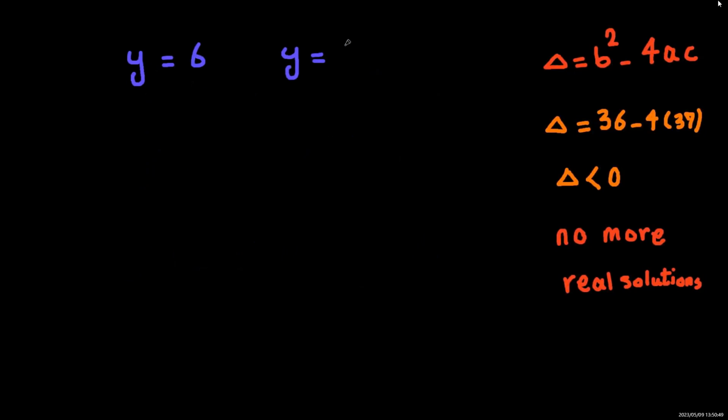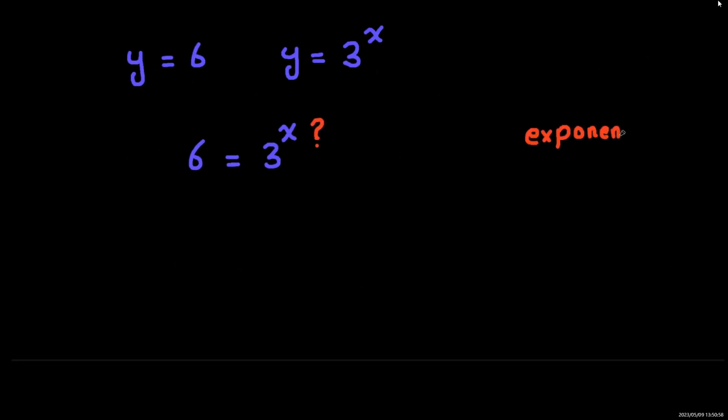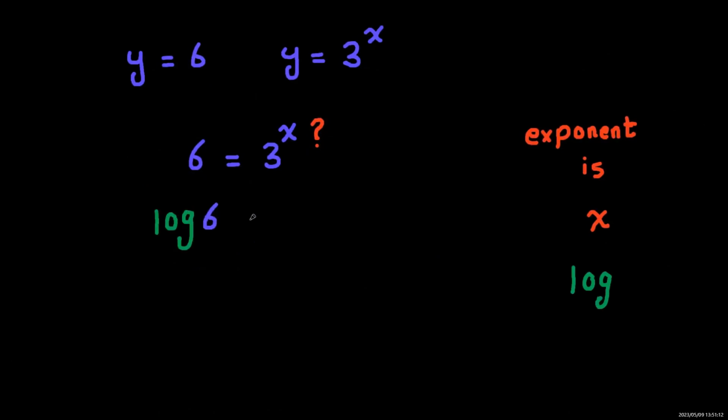Going back to the main original equation, which was exponential, we know that 6 is 3 to the power of x. Now, when the variable x is in the exponent, what do we need to do? We need to add logs to both sides. Why do we do that? Because we're going to have x all the way here.